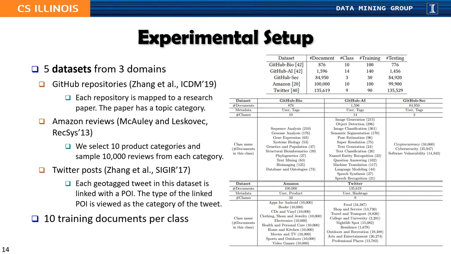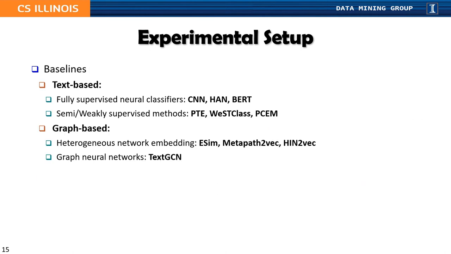The Amazon dataset is a large collection of product reviews. We select 10 product categories and sample 10,000 reviews from each category. The Twitter dataset is a collection of geotagged tweets. Each tweet in this dataset is linked with a POI, and the type of the linked POI is viewed as the category of the tweet. We use 10 documents per class as our training data and all the remaining ones as our testing data. And you can see the dataset statistics and the category information here.